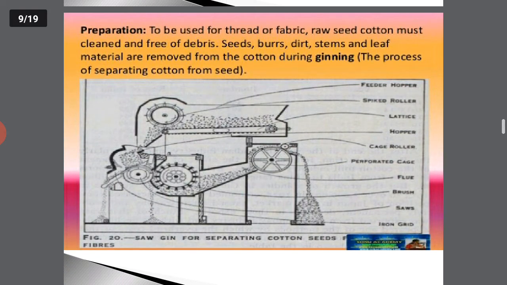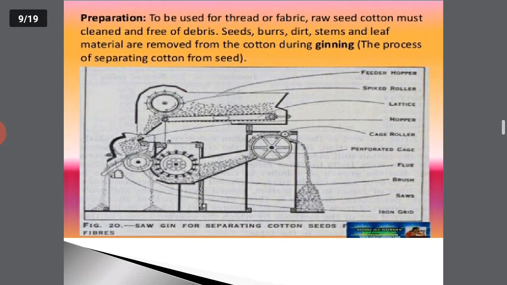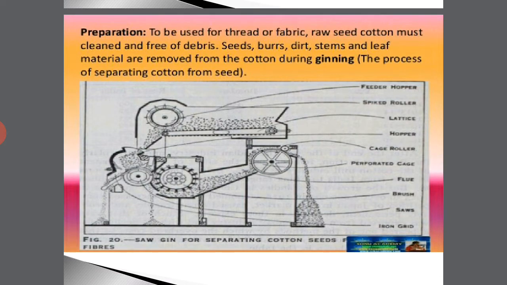Now, preparation. To be used for thread or fabric, raw seed cotton must be cleaned and free of debris. Seeds, burrs, dirt, stems and leaf material are removed from the cotton during ginning. The process of separating cotton from the seed is called ginning. You can see in the pics also, seeds are separated from the cotton.